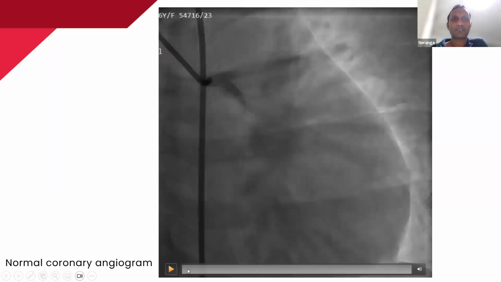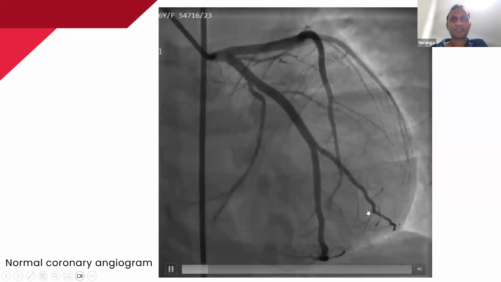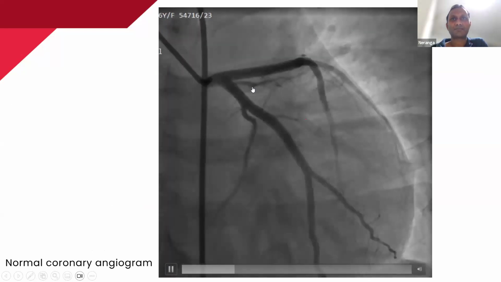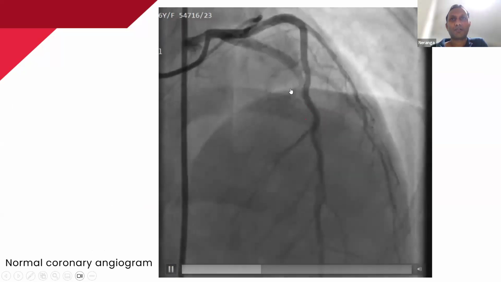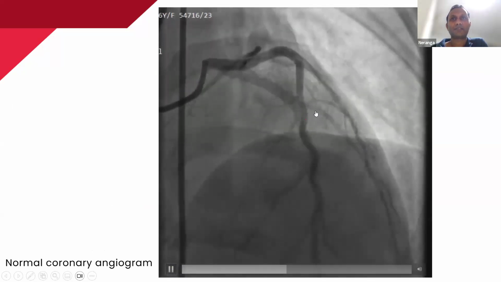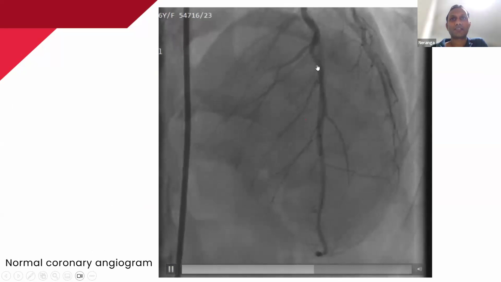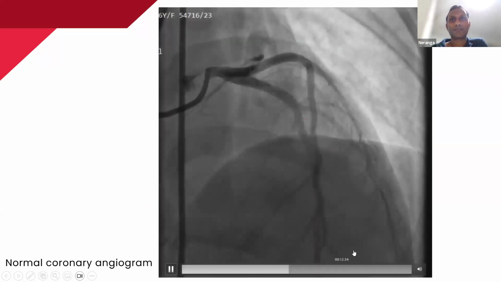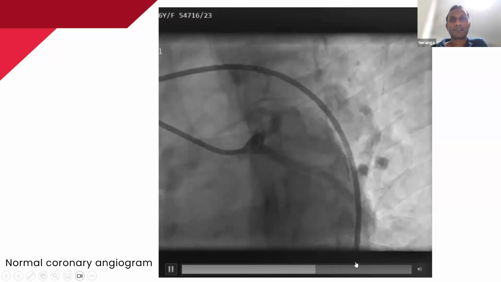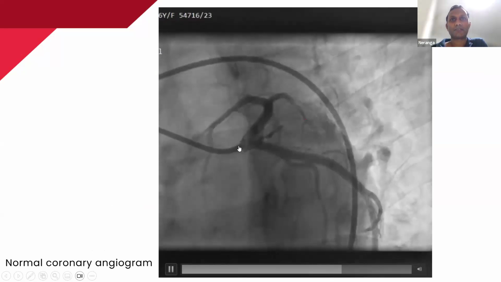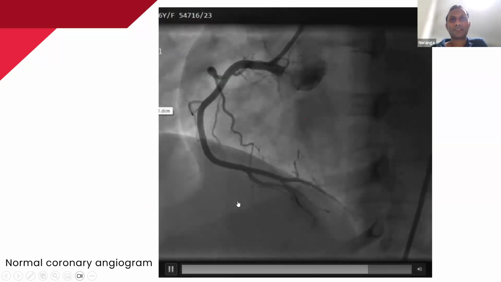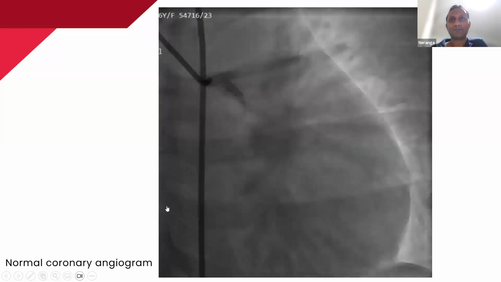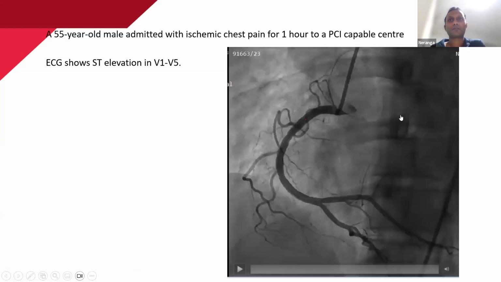And for your reference, I will show a normal coronary angiogram. This is a normal LCX, normal LAD, diagonal branches, and these are the septal branches at 90 degrees. This is the LMCA, a short LMCA. This is the right coronary artery.